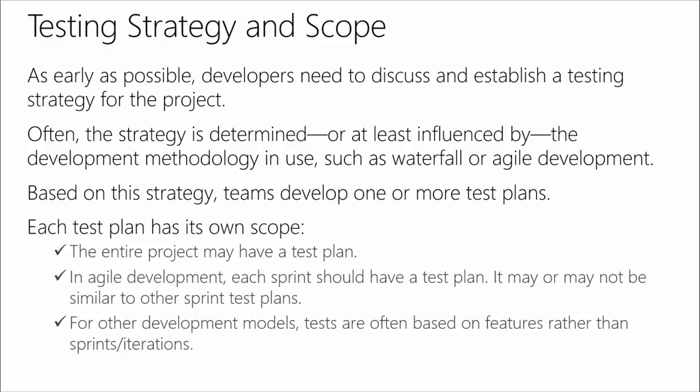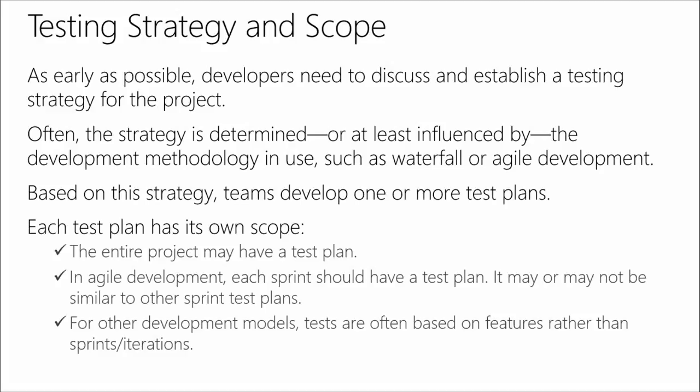So let's talk a little bit about testing strategy and scope. As we talked about before, as early as possible, developers need to discuss and establish a test strategy for the project. Now, it really all depends upon the methodology that you use, whether you're using Agile or Waterfall, and how that test strategy works. Once you define whether you're using Agile or Waterfall, the way the teams engage is a lot different also. Each plan would have its own scope.